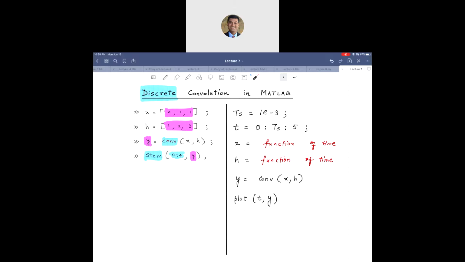So I hope you find that helpful. This is as far as Matlab convolution is concerned, for both continuous and discrete. In discrete, you're actually doing it the way it is supposed to. In continuous, you are sort of approximating things by picking a very, very small sampling time of 1 millisecond in this case.